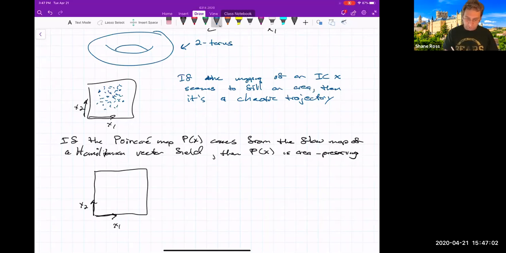This isn't a property of individual trajectories. It's actually a property of ensembles of trajectories. So instead of looking at a single trajectory X, we're looking at a region. So if a region R, we look at how it maps, right? And we can define the Poincare map of an entire region. It's just the Poincare map of all of the individual points, but the area of that region stays the same.